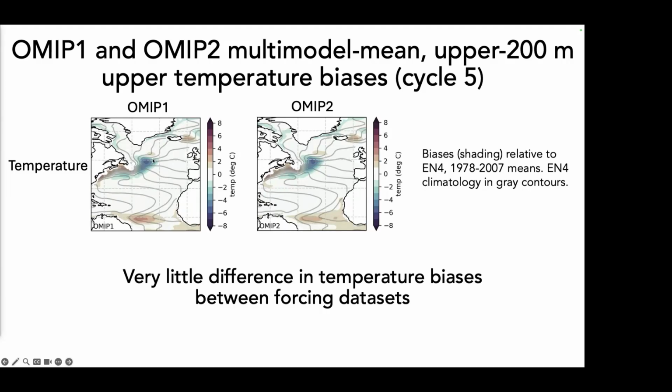If you're too cold here, you can imagine that the isotherms are getting pushed over that way. You can see there's very little difference between OMIP 1 and OMIP 2. There are different sets of models that contribute to each of these, but there's really no difference between the forcing data sets. So even though you have these different representations of the atmosphere, that really doesn't make a big impact.